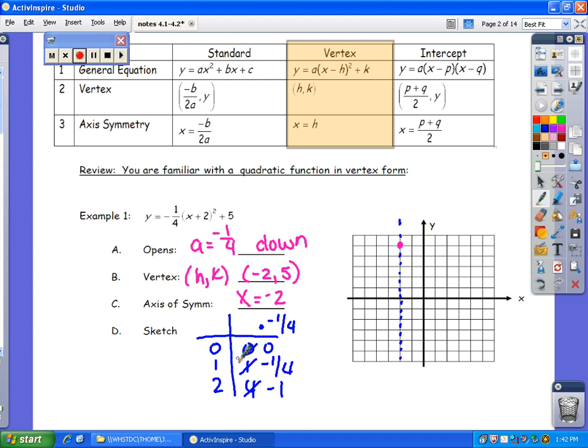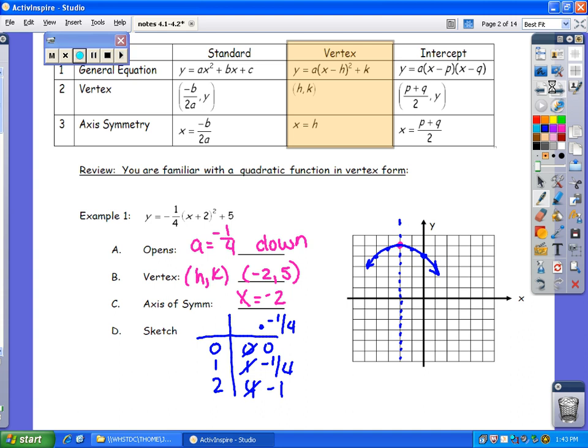Okay, so I can graph, so from there I'm moving right 1 down 1/4 and right 2 down 1. And then I just need to reflect them because of that axis of symmetry. Okay, so this quadratic looks like this. Alright, so that was vertex form.